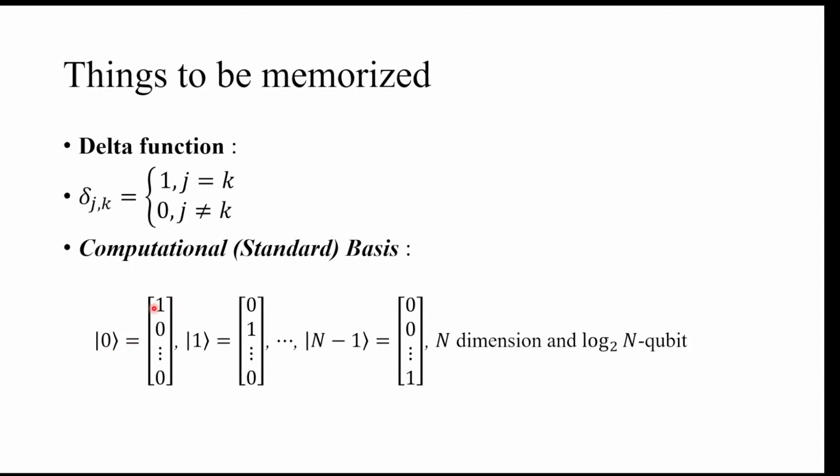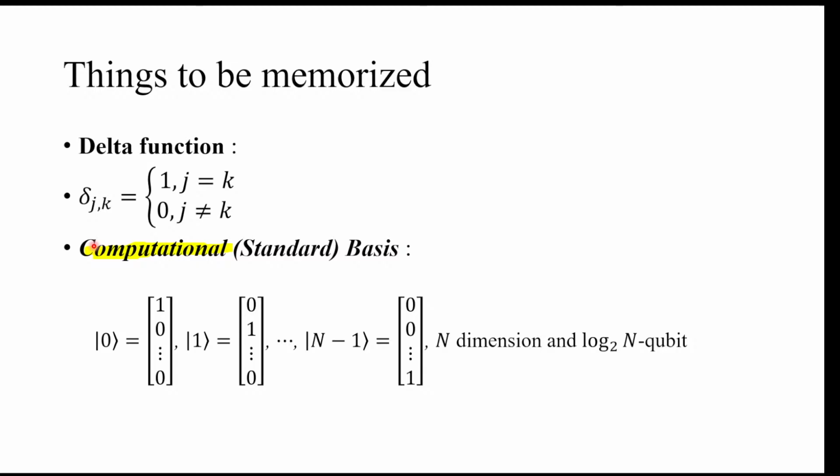So the 0 ket is 1, 0, 0, 0, 0. The 1 ket is 0, 1, and all others are 0. And at the end, n minus 1 is all 0 and 1 at the end, for n-dimensional space. So this is n dimensions and log base 2 of n qubits. Most importantly, you need to remember the name computational basis. Computational basis means this thing.